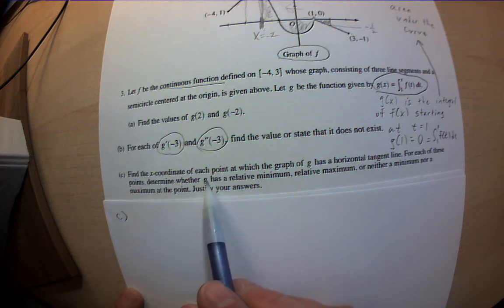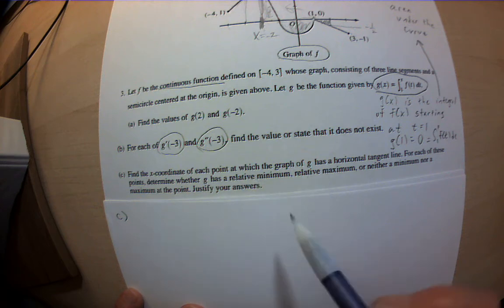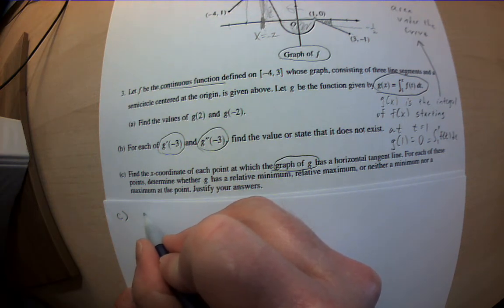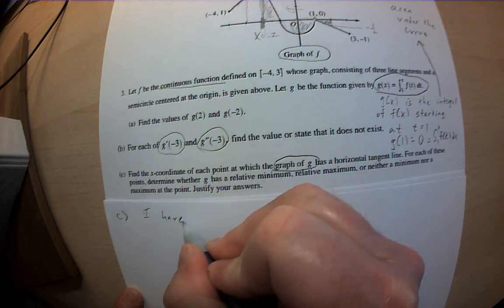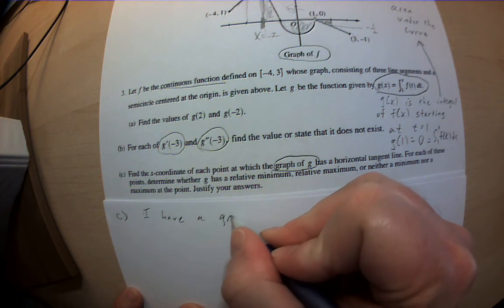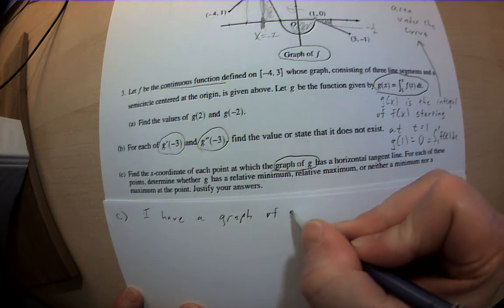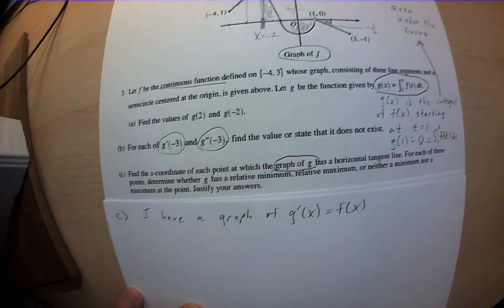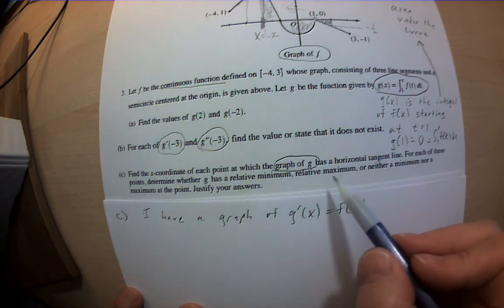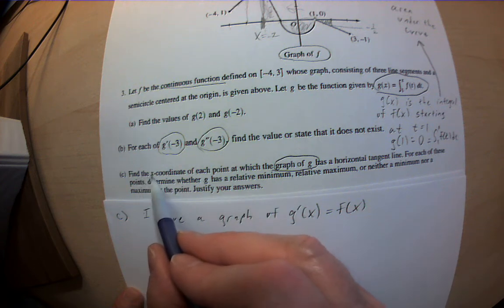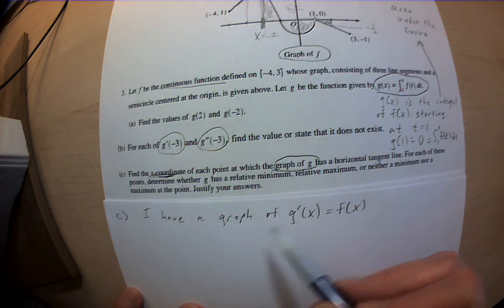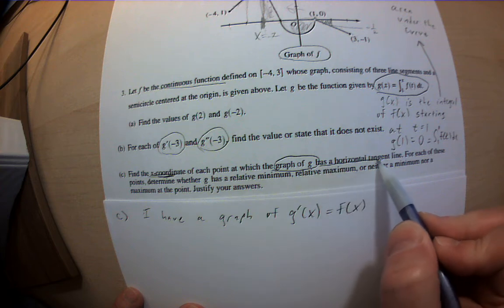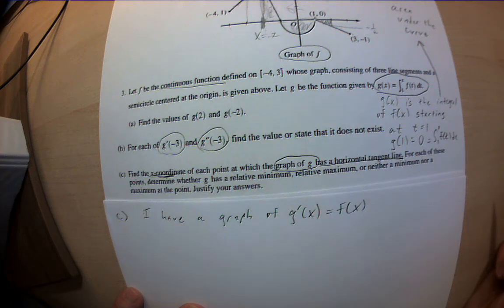Find the x-coordinate of each point at which the graph of G, okay, so they're talking about the graph of G. I don't have a graph of G. I got a graph of F. So I have a graph of G prime of x, which equals f of x. That's the graph I have, okay? I don't have a graph of G, but they're asking me about the graph of G. So what they're saying is find the x values where the graph of G has a horizontal tangent line.